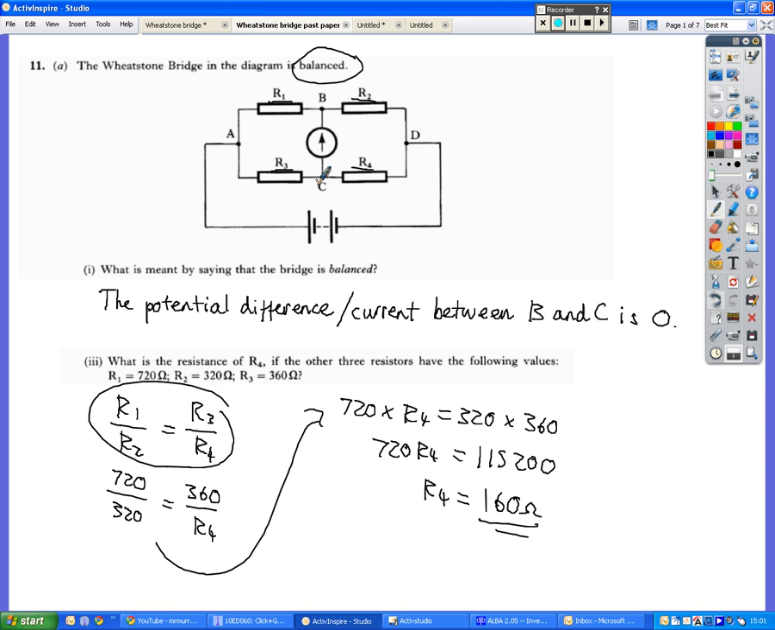Sometimes it might be harder to figure out, especially if you're using the diamond shape, but that's about as simple as it gets. Anytime it says that the Wheatstone bridge is balanced, you can use that equation to calculate what an unknown resistor is.